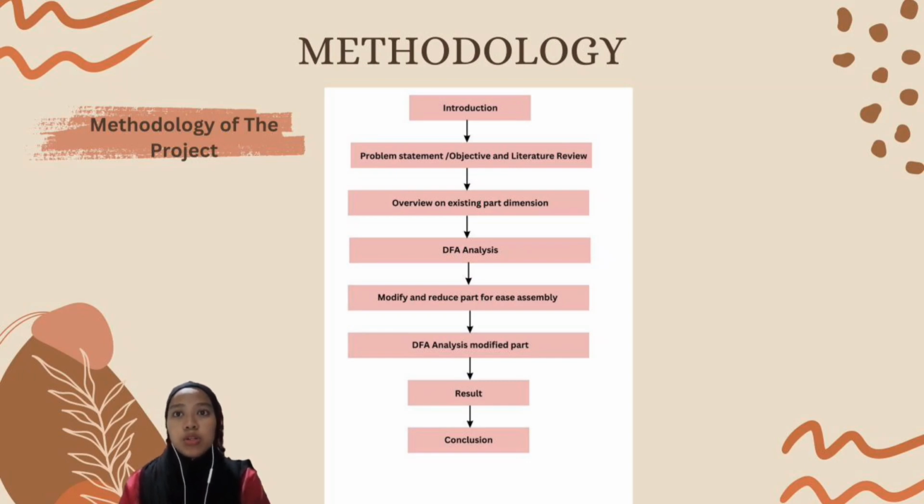So here is the methodology of the project. We start with the introduction, and then we proceed with the problem statement, objective, and also the literature review. The next step is an overview of existing part dimensions, and then we make a DFMA analysis. We proceed to modify and reduce parts for each assembly, and then we make a DFA analysis for the modified part, and then we get the result, and also we make a conclusion.